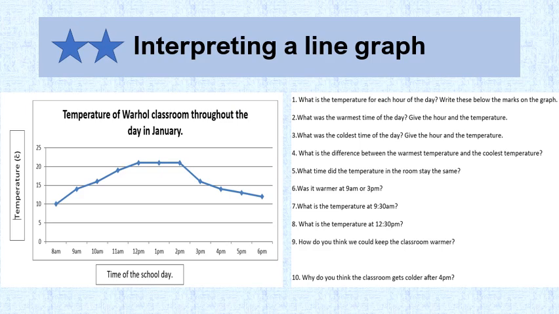Question 6. Was it warmer at 9 a.m. or 3 p.m.? Question 7. What is the temperature at 9:30 a.m.? Question 8. What is the temperature at 12:30 p.m.? Question 9. How do you think we could keep the classroom warmer? And question 10. Why do you think the classroom gets colder after 4 p.m.? Pause here while you look at the line graph to answer the questions.